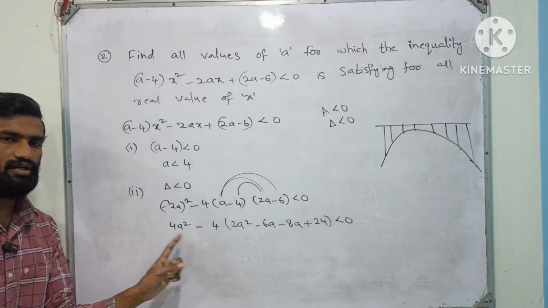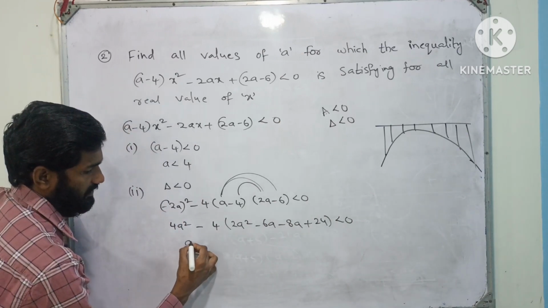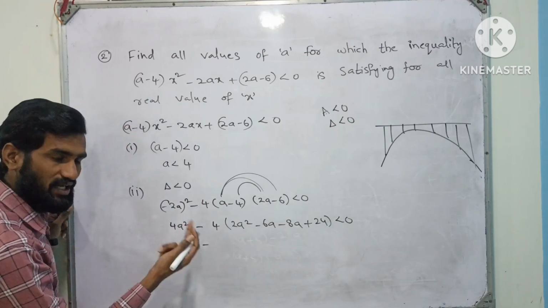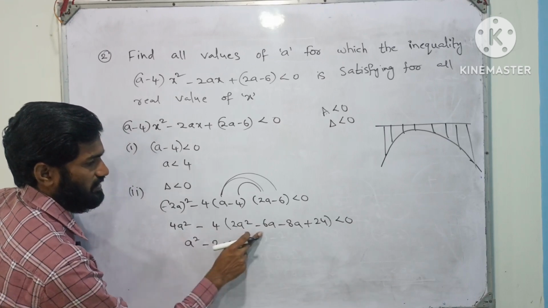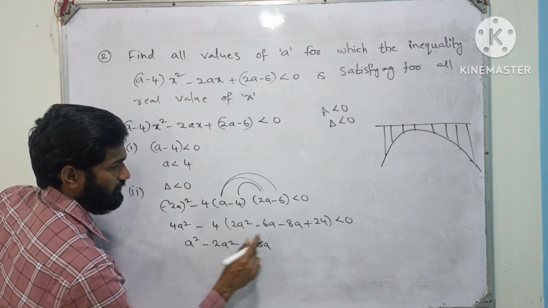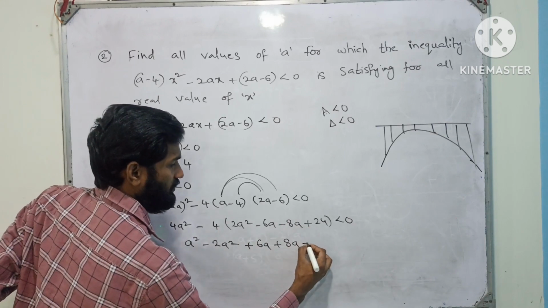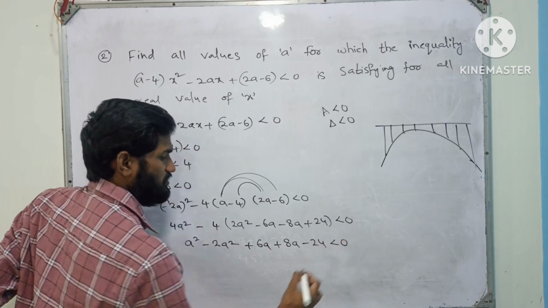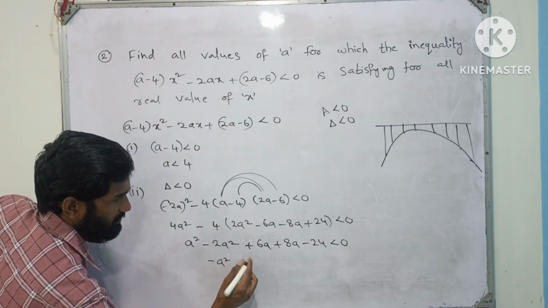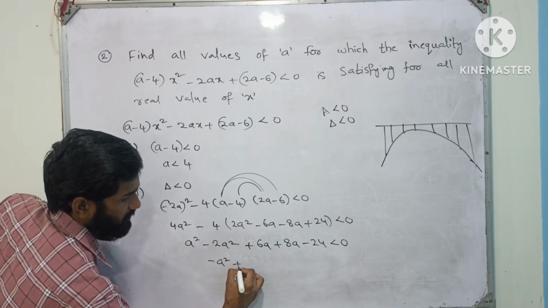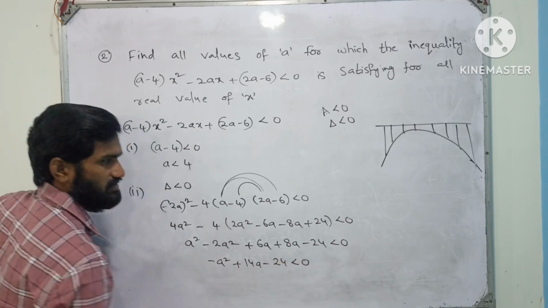Now take 4 common and send that side, it will become 0. Therefore, what will we get here? a square minus, I am multiplying minus inside: minus into 2a square is minus 2a square, minus into minus plus 6a, minus into minus plus 8a, and minus into plus is minus 24, which is less than 0. Now a square minus 2a square is minus a square, plus 6a plus 8a is plus 14a, and minus 24, which is less than 0.